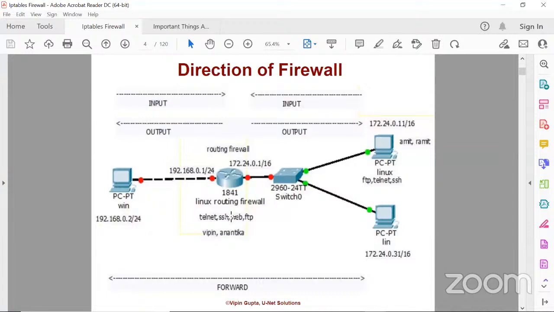Please remember, my firewall is there. So what is happening? The ping command is going to cross from this system. So I cannot control it by input or output. So what is going to be the direction? So direction is very important.